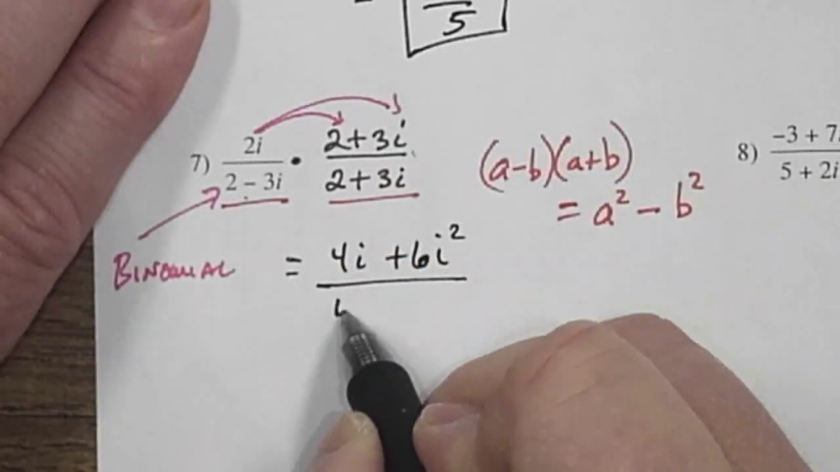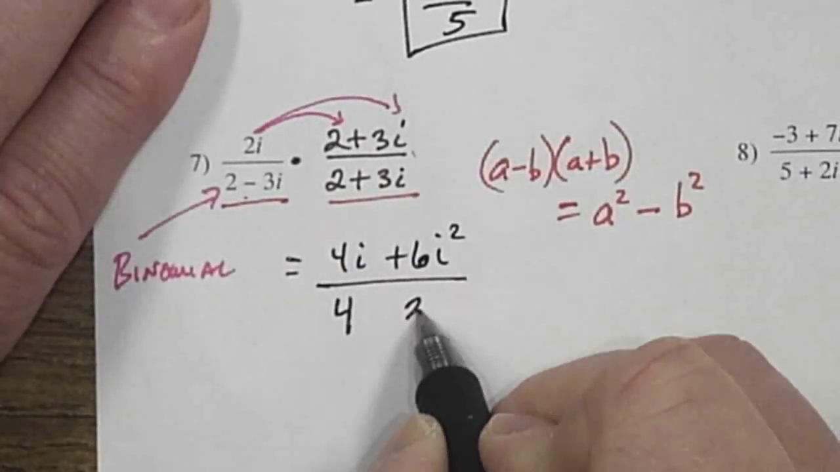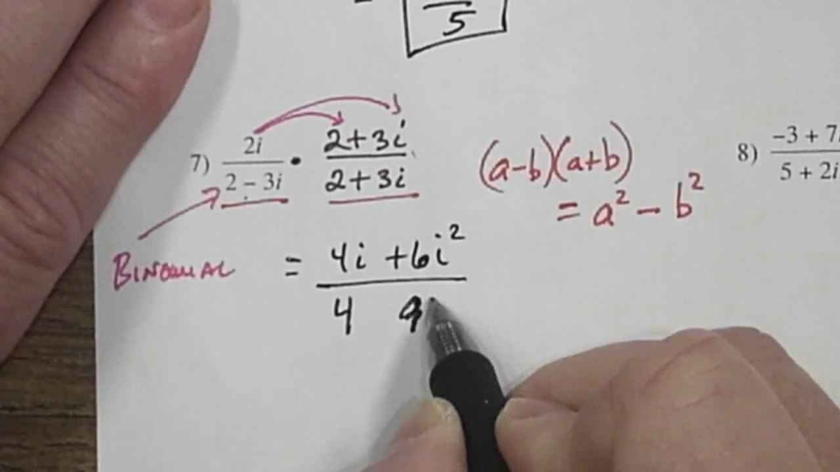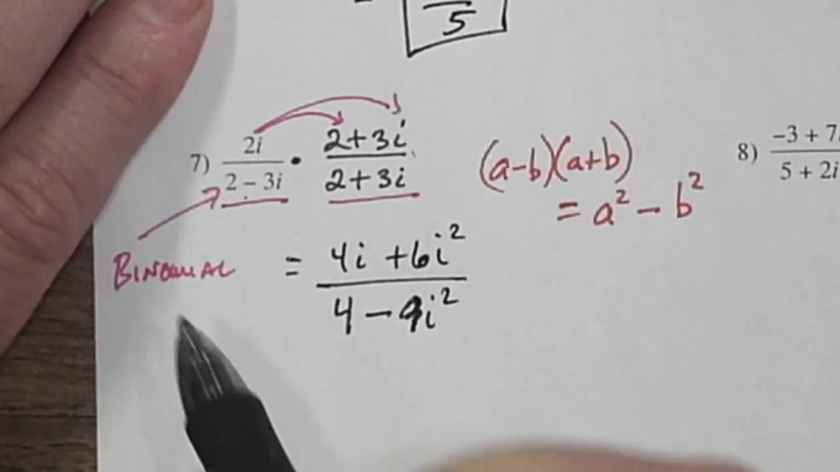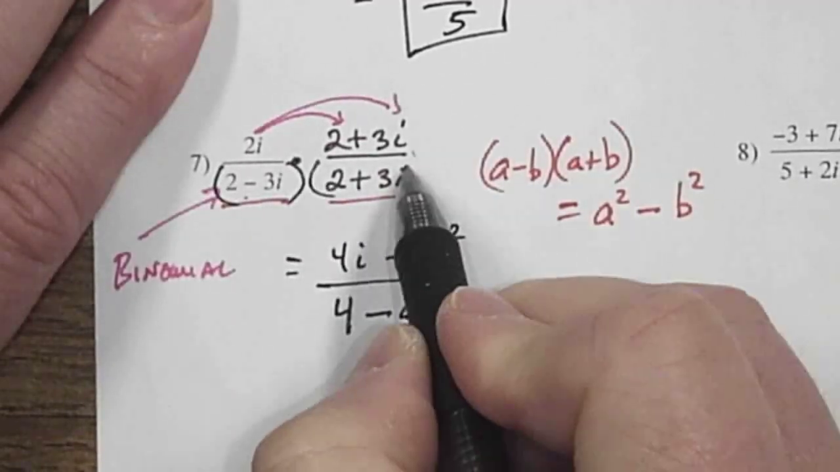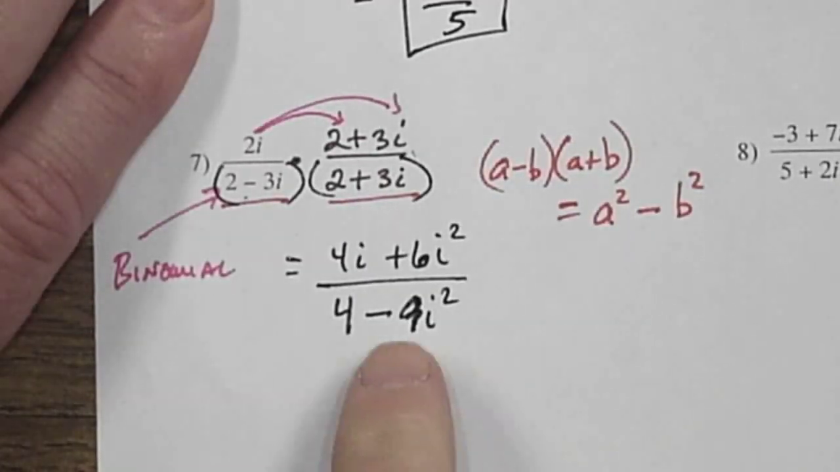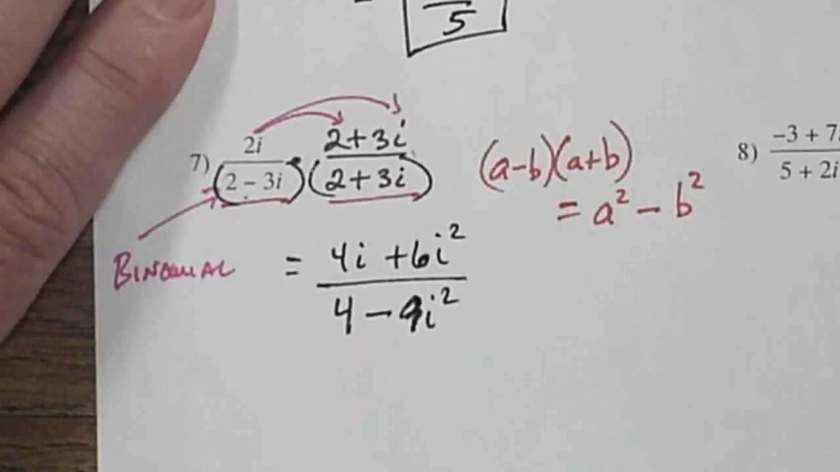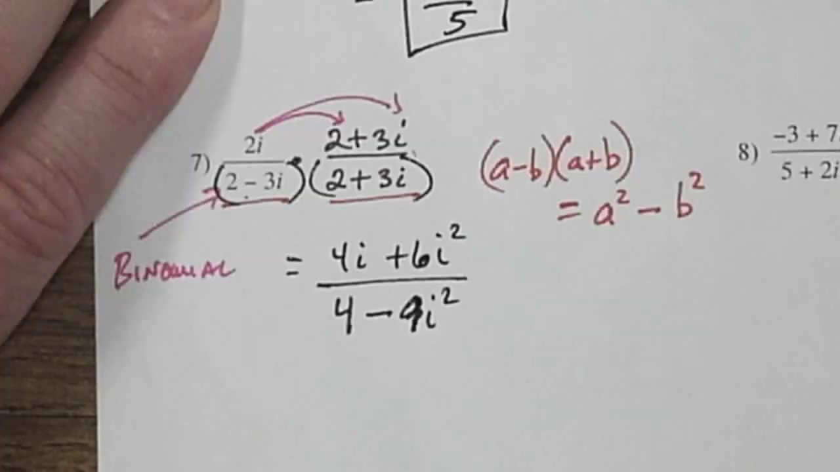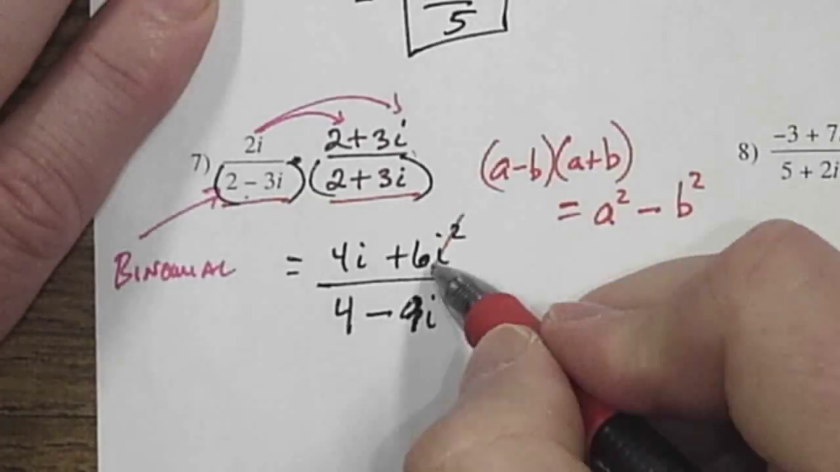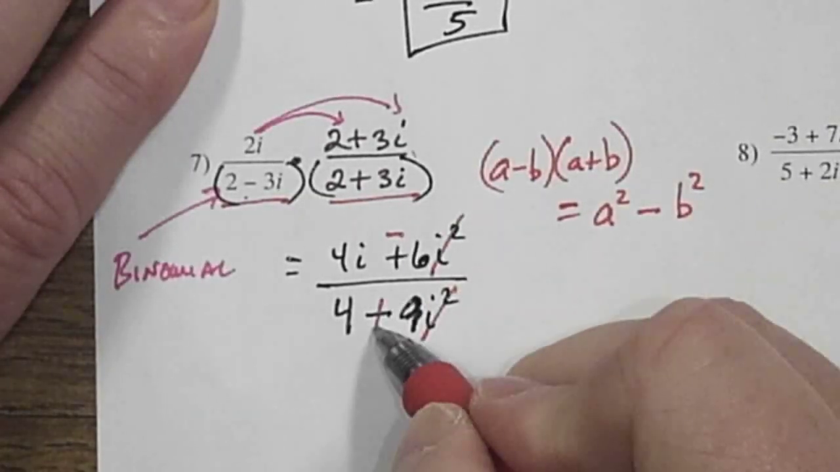So what is 2 squared? 4. What is 3i squared? 9. I almost wrote 3. i squared. And then we subtract. So 2 minus 3i times 2 plus 3i becomes 4 minus 9i squared. Only because of difference of squares. Otherwise, I should do a box or distribute. i squared is negative 1, so this becomes a minus, this becomes a plus.